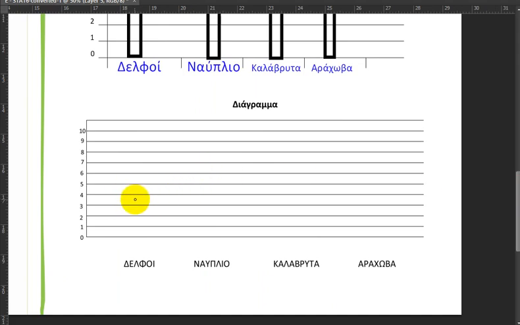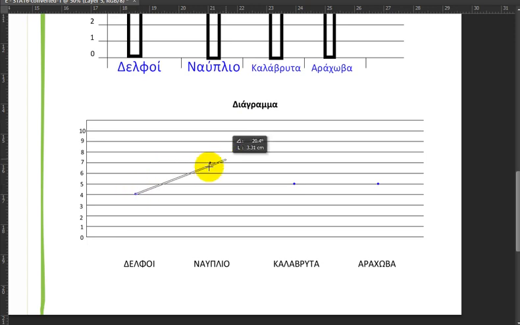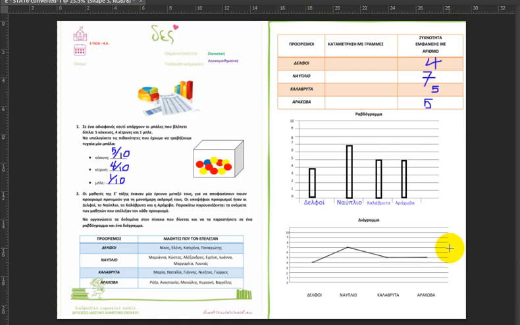So we said 4, 7, 5, and 5. And we also see the line from one point to the other. And that's it. That's the last exercise.